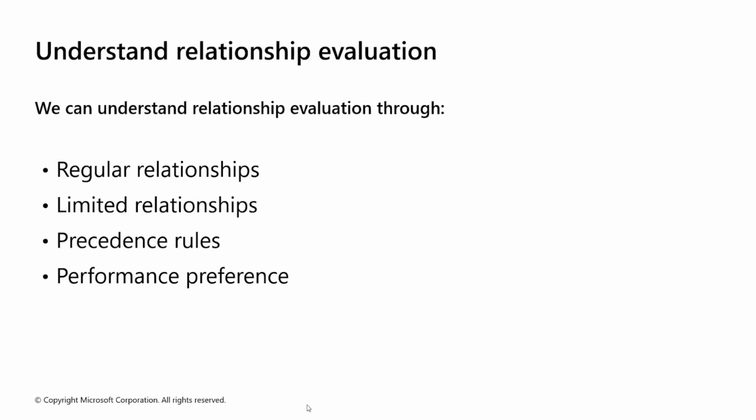So there are certain relationship evaluations. The first one is regular relationship. A model relationship is regular when the query engine can determine the one side of the relationship. It has confirmation that the one-side column contains unique values. All one-to-many intra-source group relationships are regular relationships.